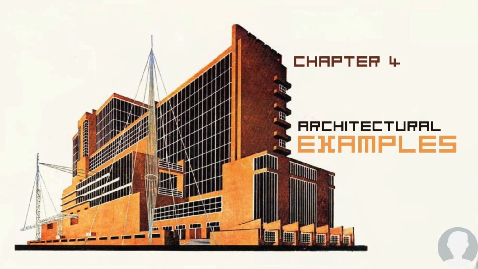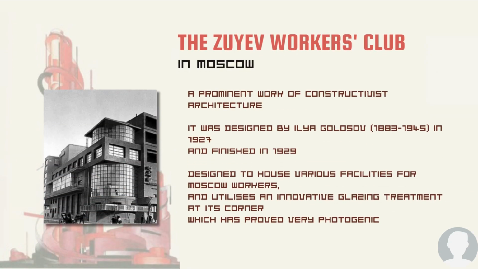So here are the architectural examples of constructivist architecture. First we have the Zuev Workers' Club in Moscow. It is a prominent work of constructivist architecture. It was designed by Ilya Golosov from 1927 and finished in 1929. It is designed to house various facilities for Moscow workers and utilizes an innovative glazing treatment at its corner, which has proved very photogenic.